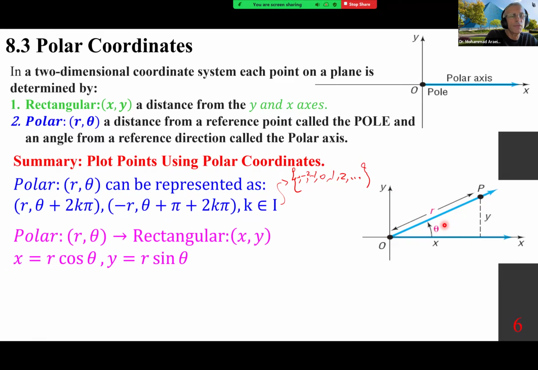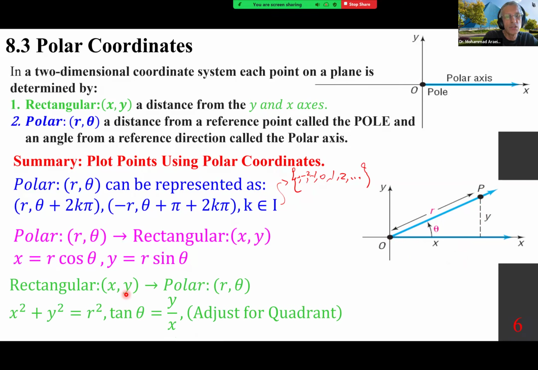So now, if polar is r theta and rectangular is xy, we can see that x is r cosine theta from the graph, and y is r sine theta. There's nothing brand new here. We've seen this before when we discussed the unit circle and the circles that had the formula x squared plus y squared equals r squared, similar to that concept. Rectangular, x comma y, polar r comma theta. So x squared plus y squared equals r squared, and tan theta is y over x, adjust for the quadrant. Remember, when we calculate this, you have to pay attention to the quadrant and therefore the proper angle will be found.